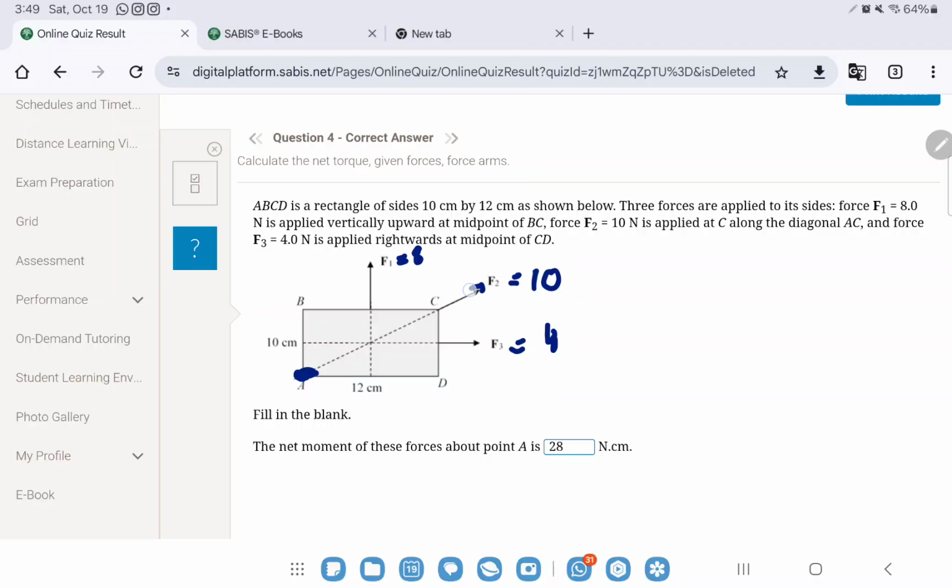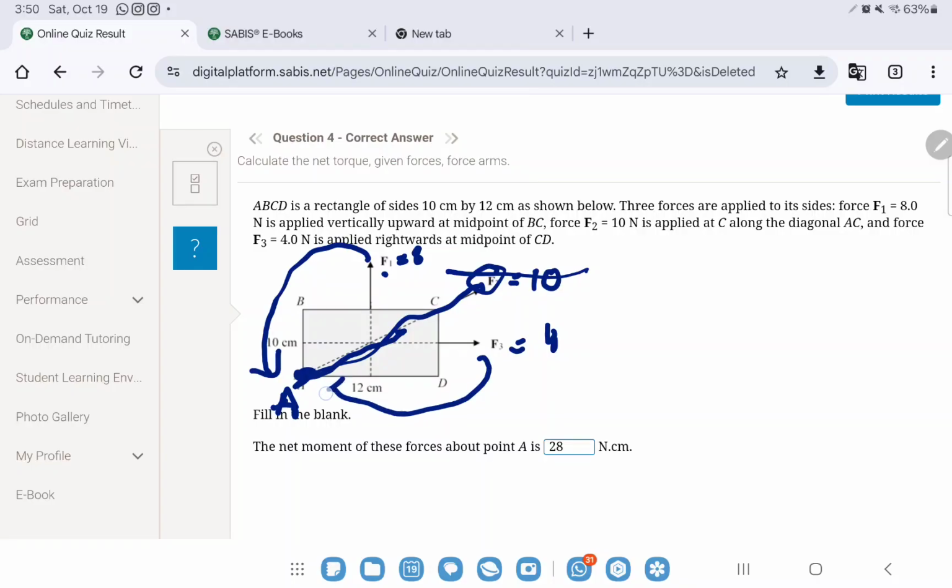So we know that F2 is immediately going to give you 0. Why? Because it's passing through A. So F2, just cancel it out, we don't take it into consideration. We're left with F1 and F3, they both make a moment on point A. So F1 is going to go counterclockwise, so F1 is positive, and F3 is going to go clockwise, so F3 is negative. Let's calculate each one and add them up.